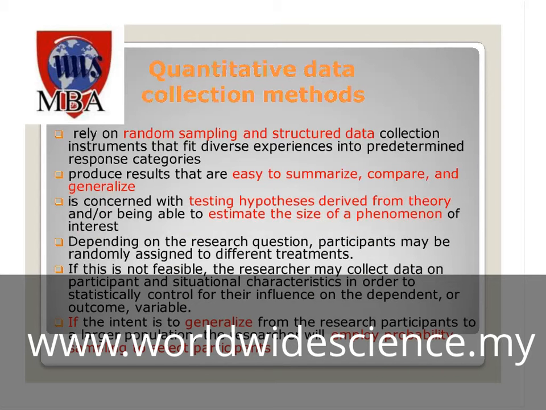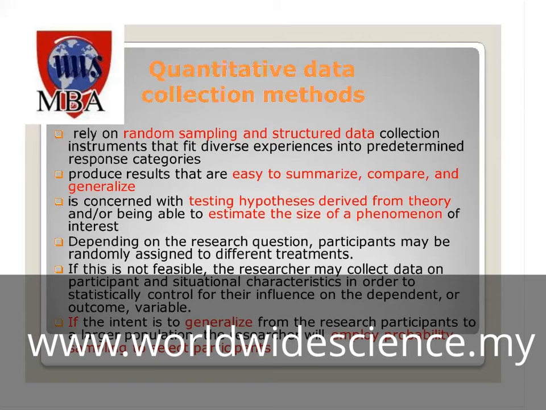Alright, for quantitative data collection methods, the points you should know about: the first one is that quantitative data collection methods mostly rely on random sampling and structured data. The second one is they produce results that are easy to summarize, compare, and generalize. And it's concerned with testing hypotheses derived from theory or being able to estimate the size of a phenomenon of interest. I put the red color for the most important point.